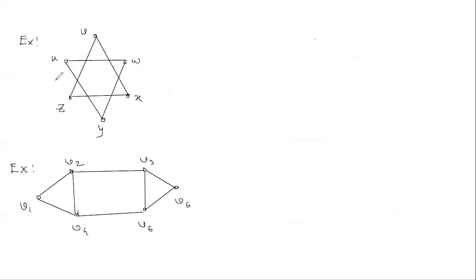Now let us consider the second example. So let us try to construct the complement of this graph G. So here we have the same set of vertices.